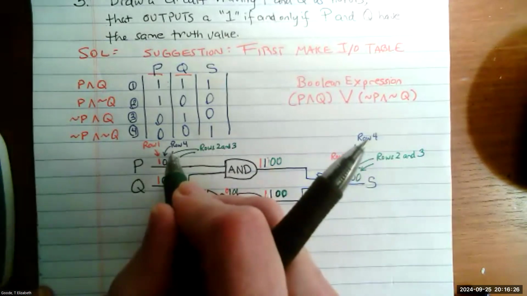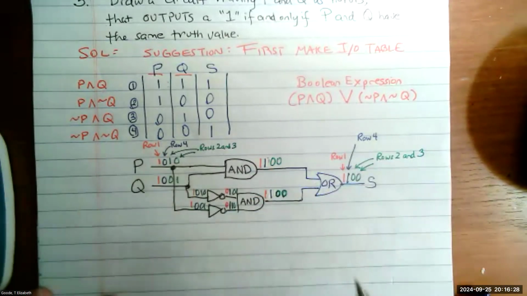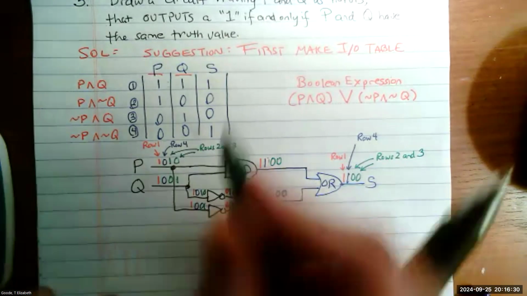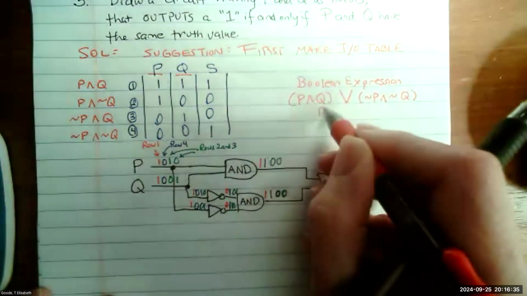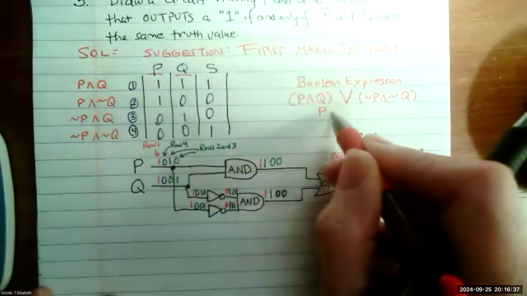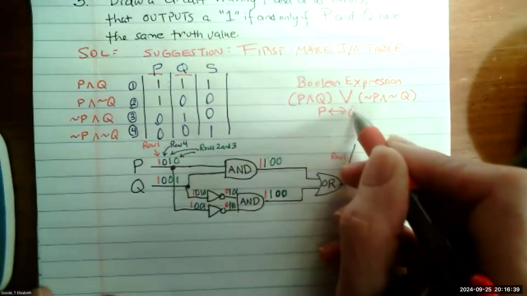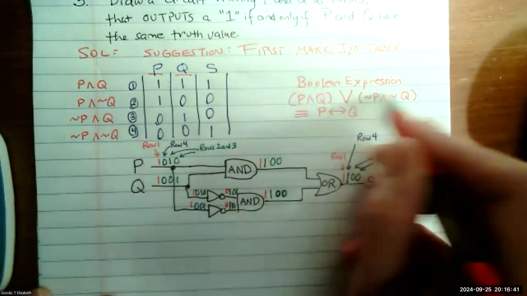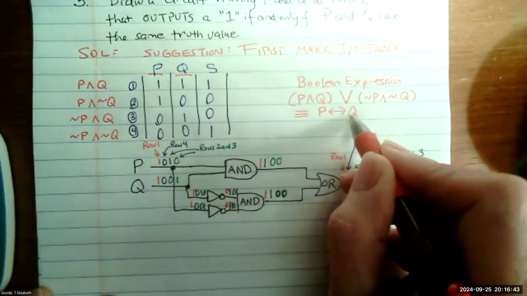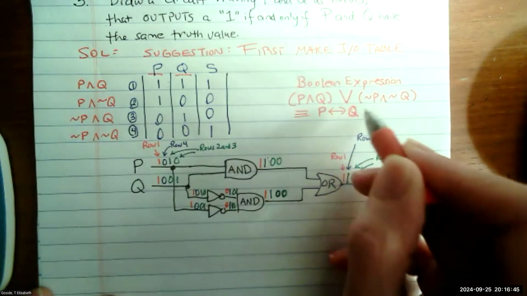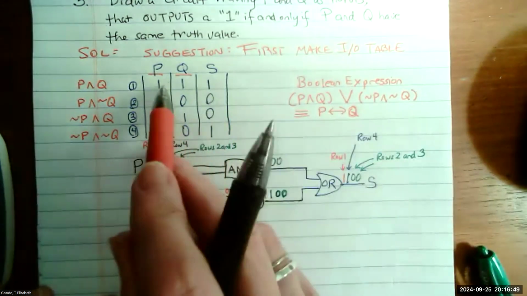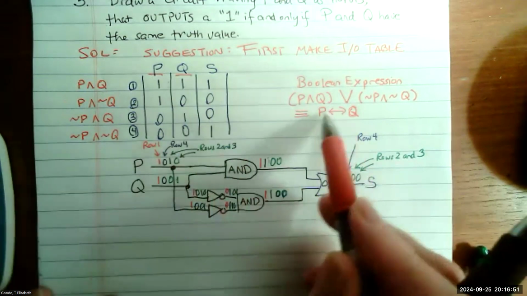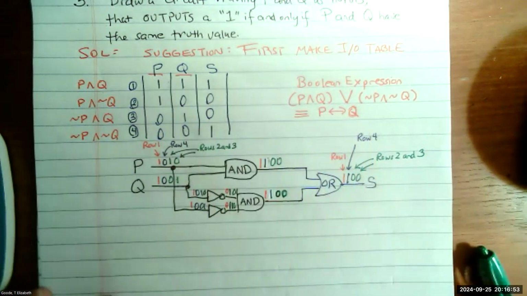Makes sense. Good. So this is also the same as P if and only if Q. This is what P if and only if Q looks like. So you could have written this or this. It's the biconditional. The biconditional is true when P and Q have the same truth value, whether they're both 1's or both 0's. P if and only if Q outputs a 1.